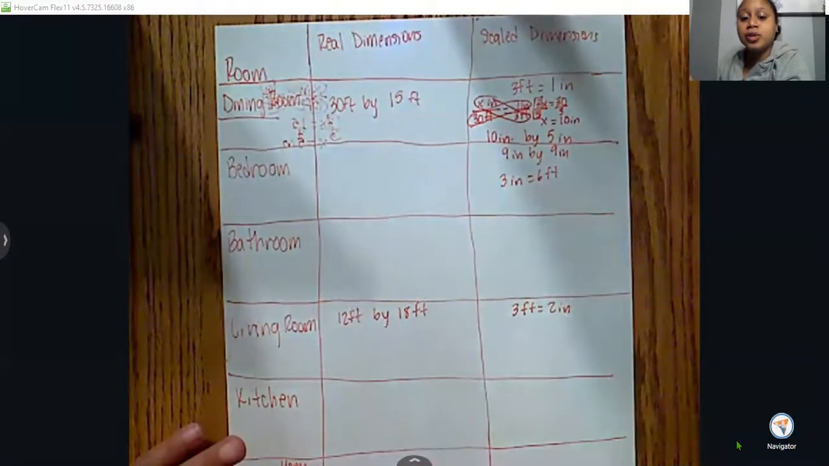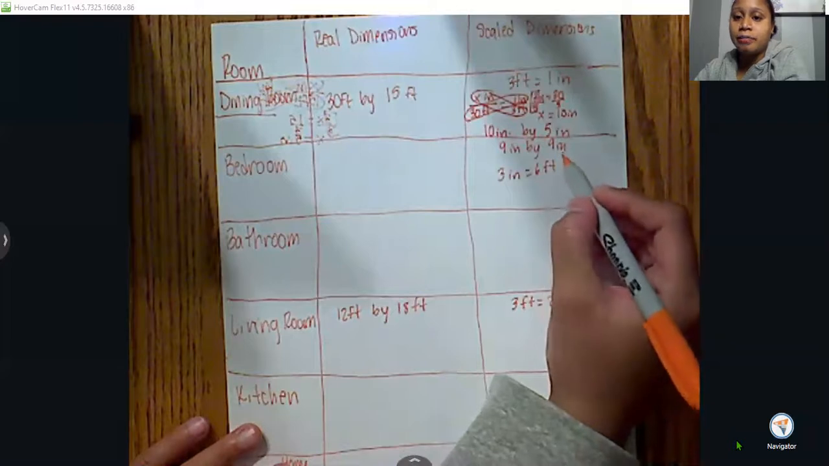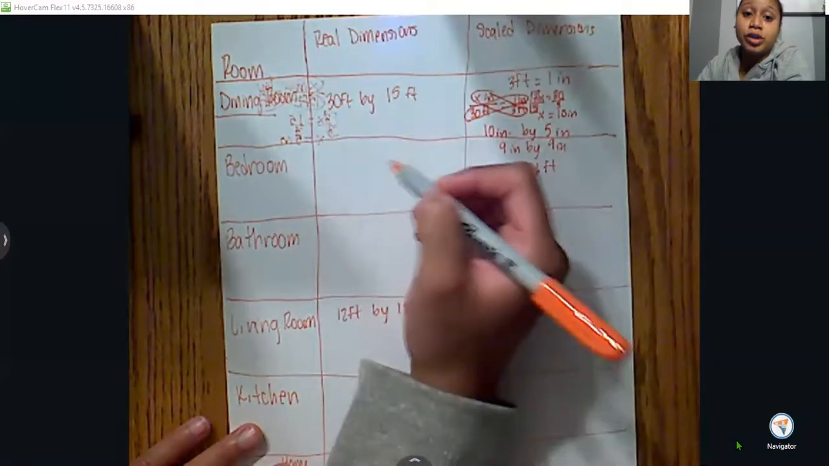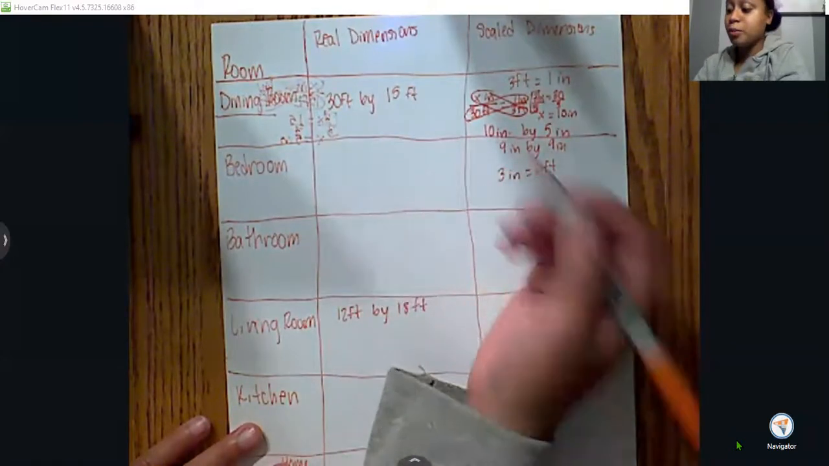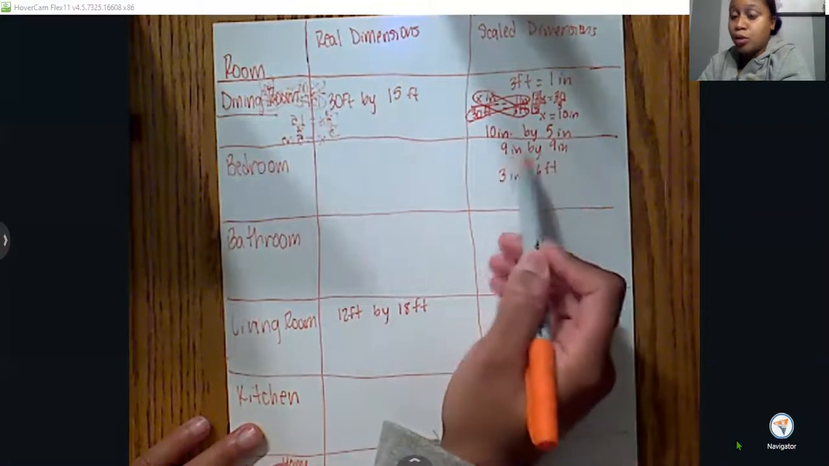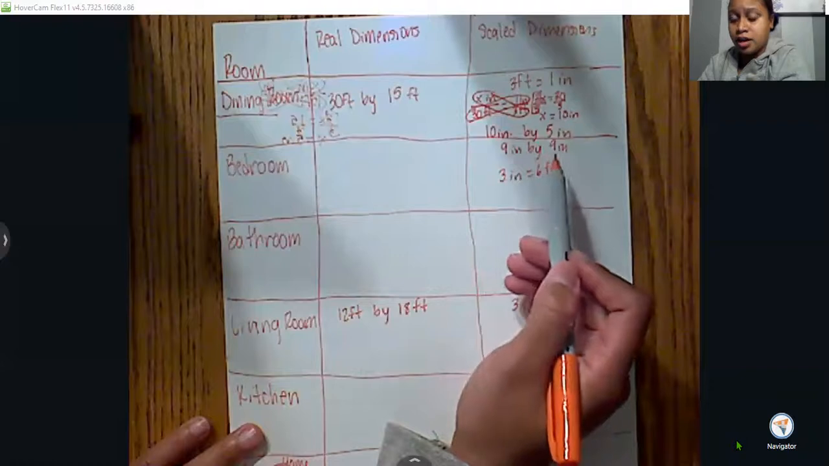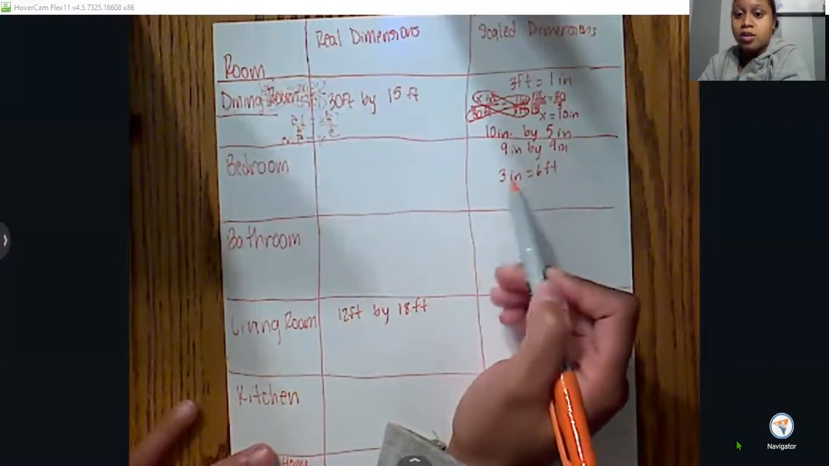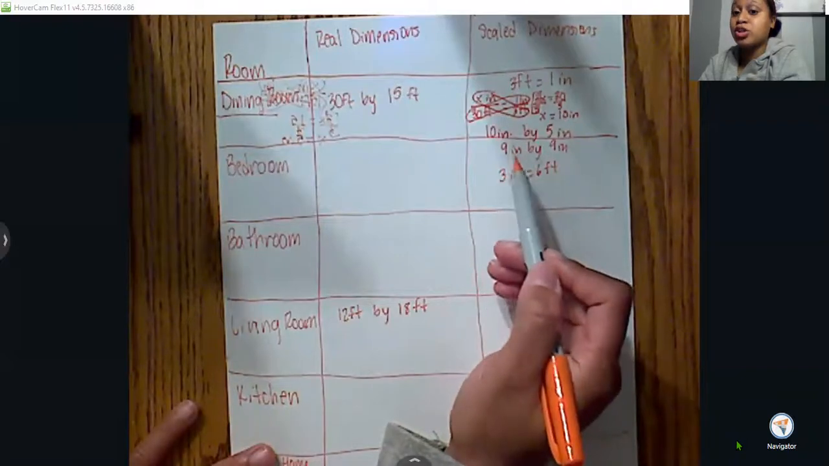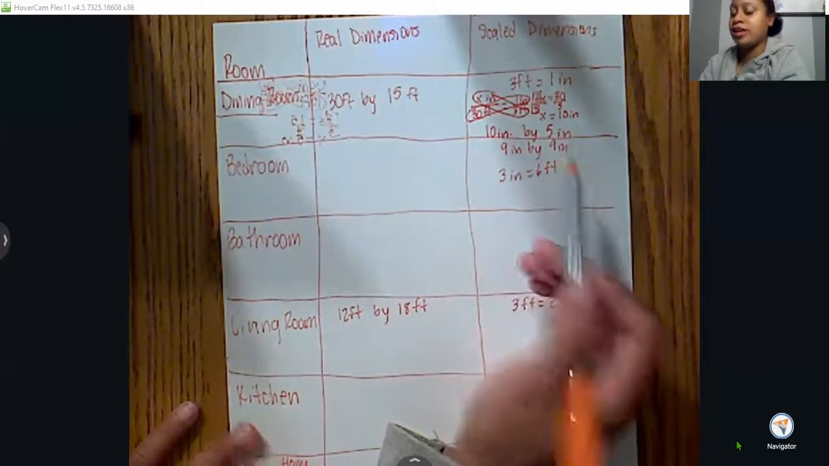In this situation, they give you the scale dimensions, and you need to give the real dimensions. So it's a similar process. You have 9 inches by 9 inches. We only have to really solve for 9 inches because it's the exact same. It's basically a square, so we only have to solve this one time, because once we get the feet for one 9 inches, we'll have the feet for the other 9 inches.